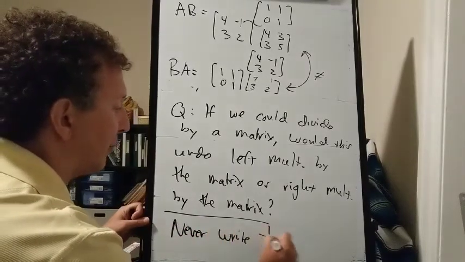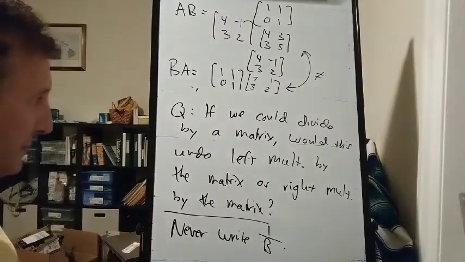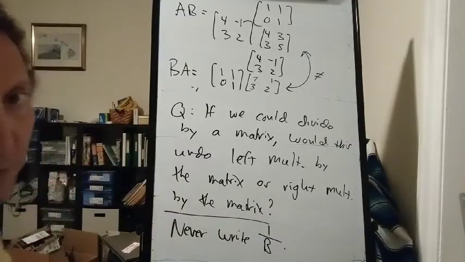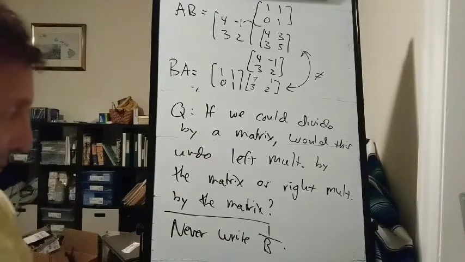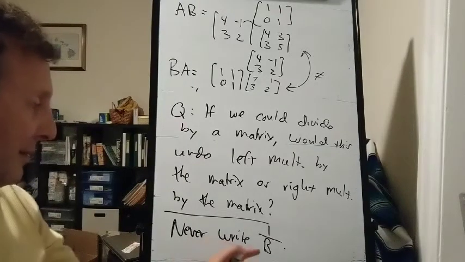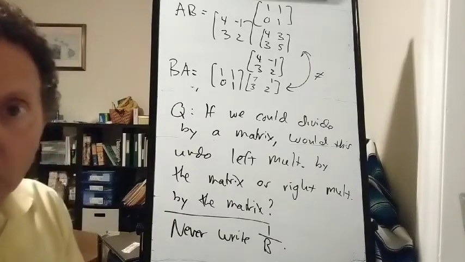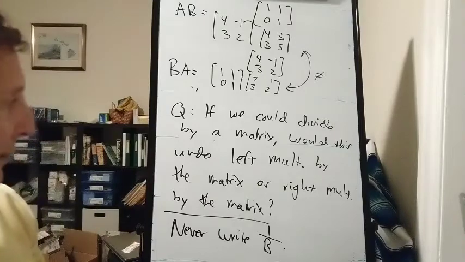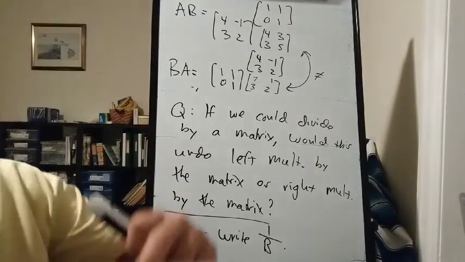So we'll never write 1 over a matrix. Because if we're going to undo left multiplication and undo right multiplication, we're going to have to do them different ways. And this is simply not addressing the issue of whether we left multiplied or right multiplied by B. So I want you guys to think about this question carefully before watching the next video.